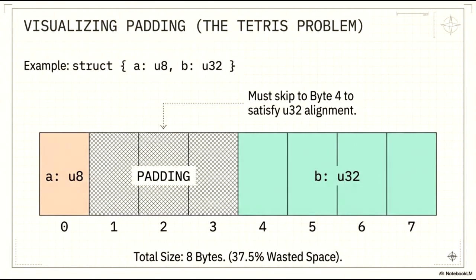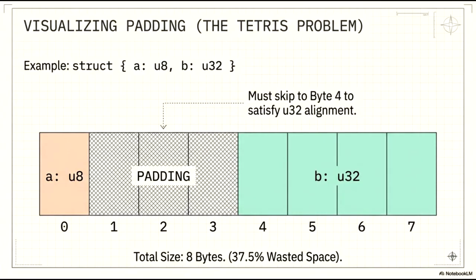To understand the concept of padding, let's analyze this struct containing an 8-bit unsigned integer, A, and a 32-bit unsigned integer, B. While A fits into the first byte at index 0, we encounter a constraint with field B. A U32 typically requires 4-byte alignment, meaning its memory address must be a multiple of 4. To satisfy this requirement, the compiler cannot place B at index 1. Instead, it must skip to index 4. This creates 3 bytes of padding at indices 1, 2, and 3.